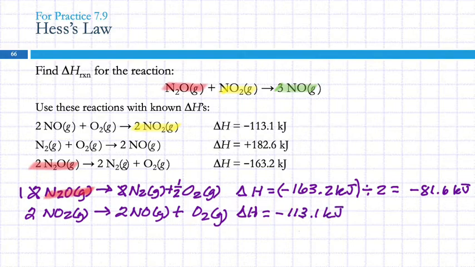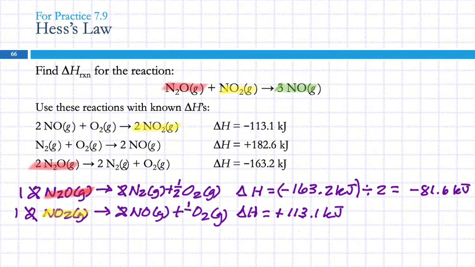Because I reversed it, what do I do to delta H? Change the sign. It was negative, now it's positive. Going the opposite way. So this is my NO2. Does it have the right coefficient? No, it doesn't. So we need to divide this equation by 2 also.